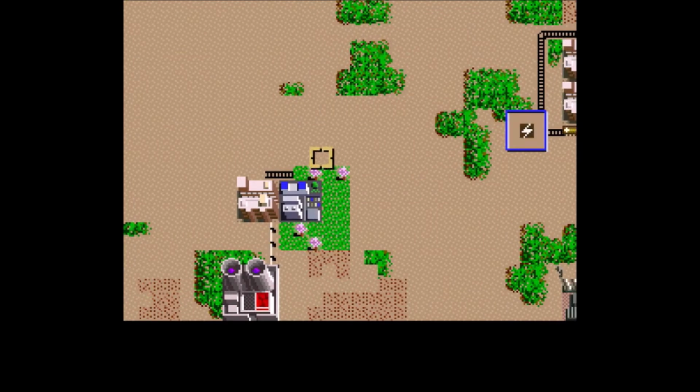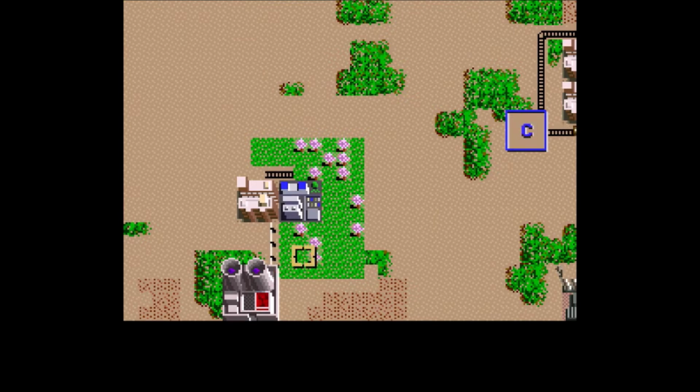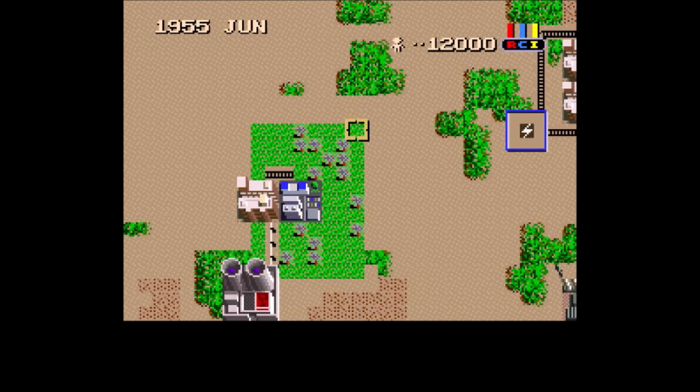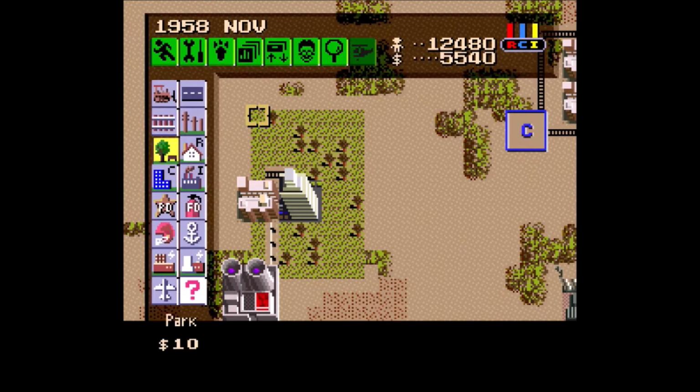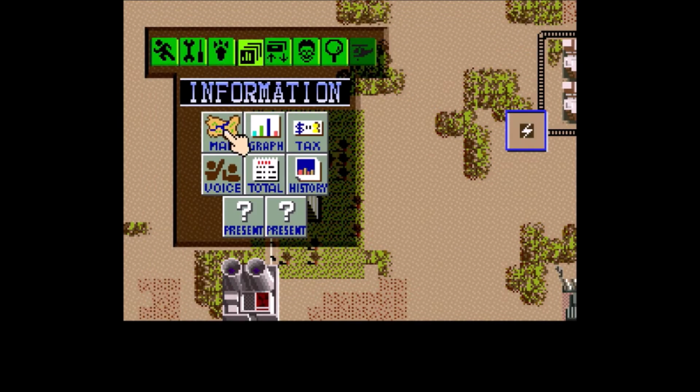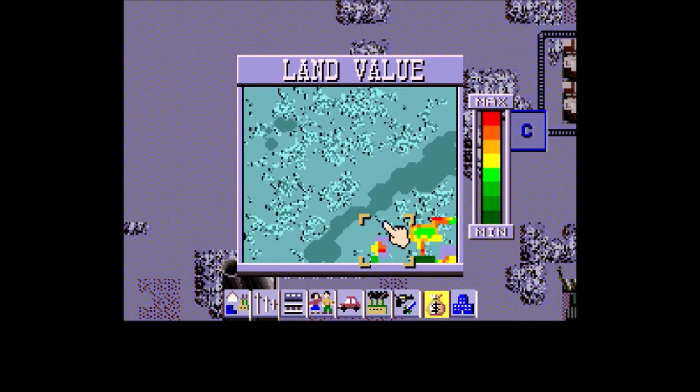So let's surround this with a whole bunch of park. And then fast forward. A fully developed C5 high. Looking at the map, this is where the commercial zone is, and if it's orange or higher, it's going to become a C5 high, which is what we have here.